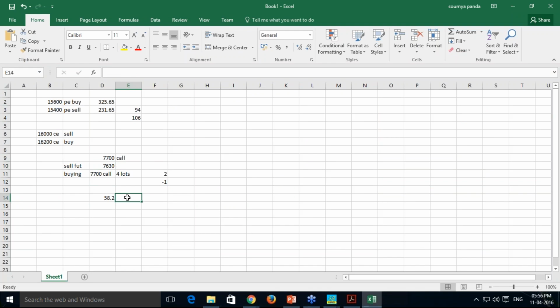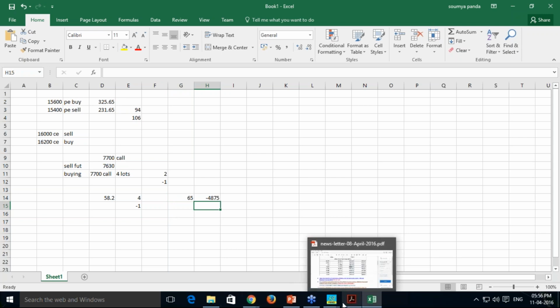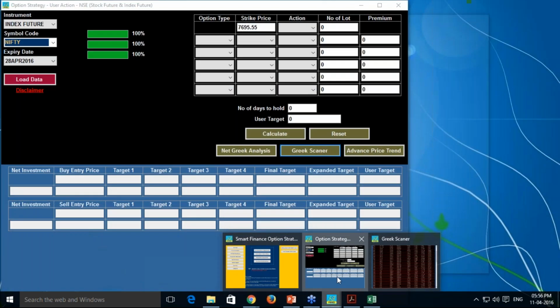This is having 4 lots, and in the future you have sold 1 lot. This is what happened. So what is the target we can say? We have closed at 7695, sold at 7630. So we lost 65 points. 65 into 75, we lost 4,875 rupees in the future trade. So how much have we earned in the options?